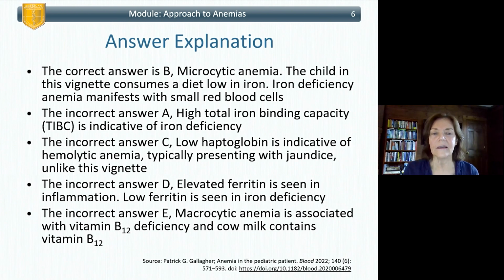The incorrect answer, D, elevated ferritin, is seen in inflammation. Low ferritin is seen in iron deficiency. And the incorrect answer, E, macrocytic anemia, is associated with vitamin B12 deficiency, and cow's milk contains a lot of B12.